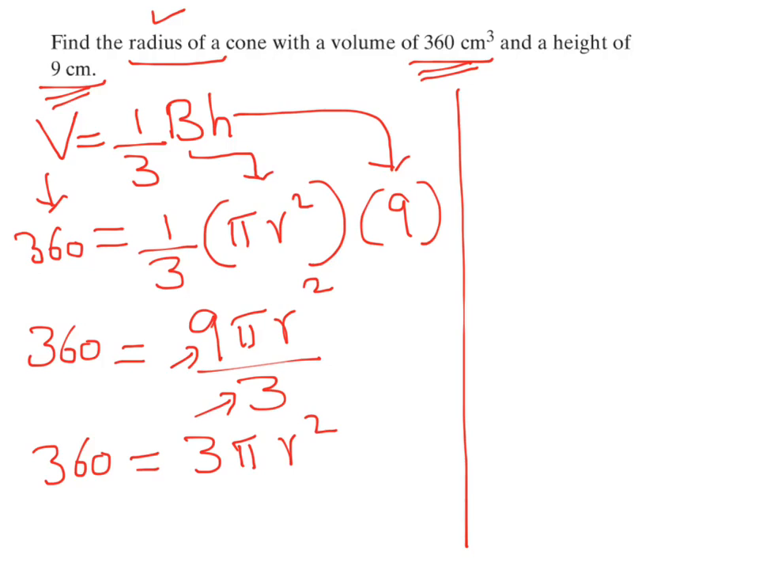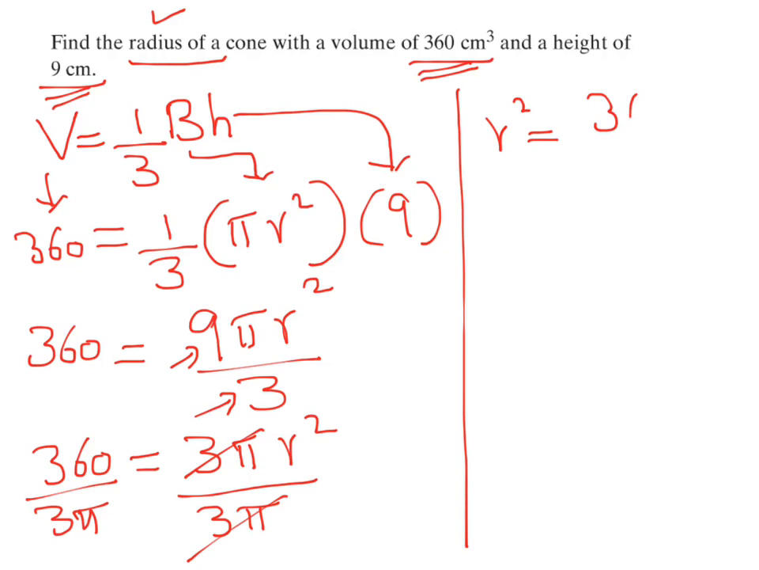Now this is 3 pi multiplied with r squared. We need to find r squared. How will we remove multiplication? By division. So we divide by 3 pi on both sides. 3 pi cancels with 3 pi over here. So r squared is equal to 360 divided by 3 pi.